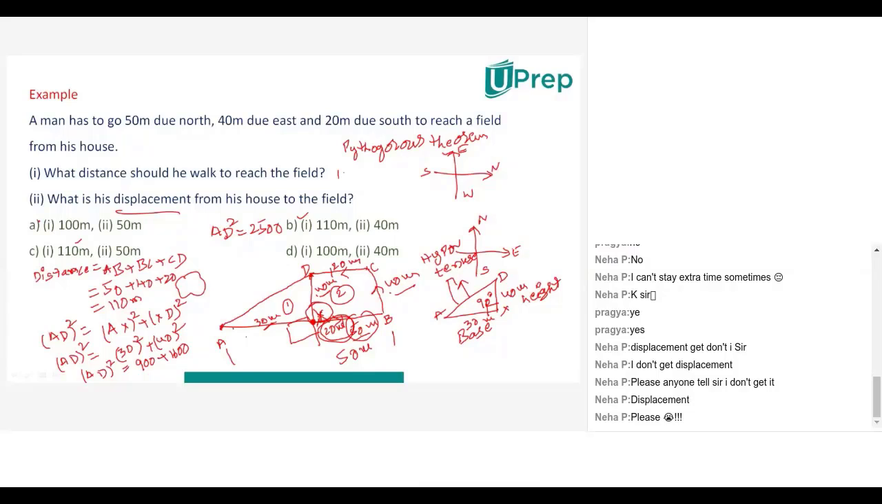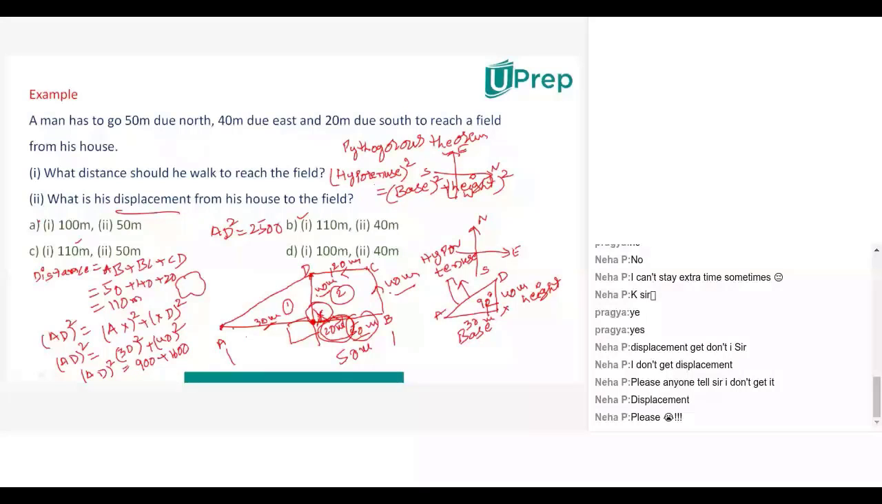This you can learn in your mathematics, but you have to take only the formula from that mathematics and apply it here. That's it. So hypotenuse whole square is equal to base square plus height square. This is the formula.